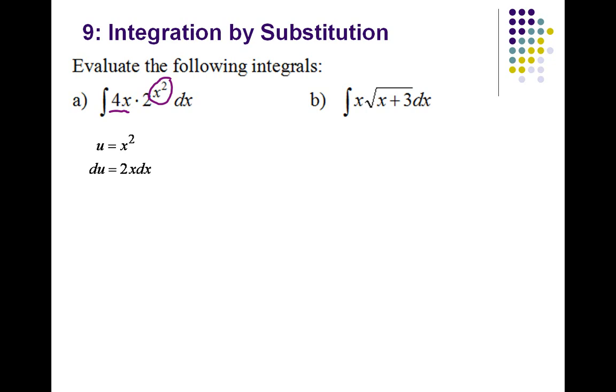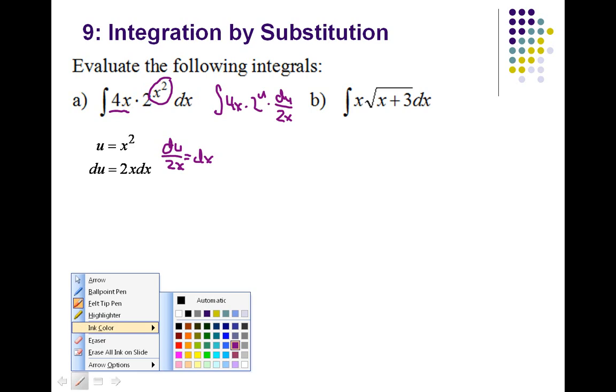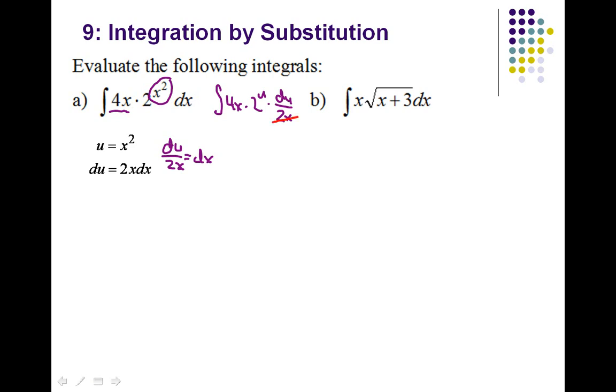So, some of you like to go over and actually solve this out. You may do du over 2x is equal to dx and actually see the canceling. If I do that, I'll get the integral of 4x times 2 to the u times, now I got to replace dx, that was du over 2x. X will cancel. I'm going to change colors real quick. The x's cancel. The 4 and the 2 cancel. That becomes a 2. And we end up getting this result.